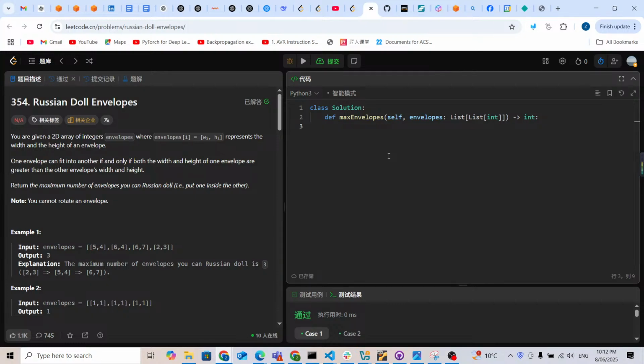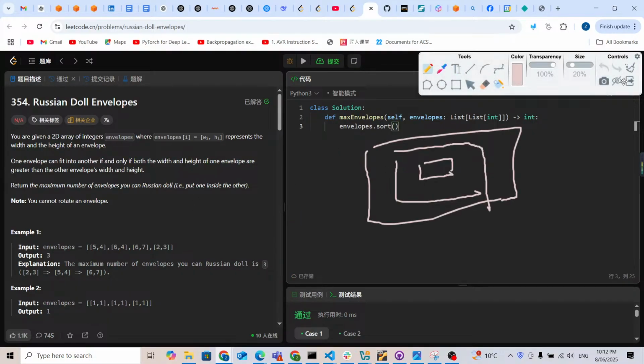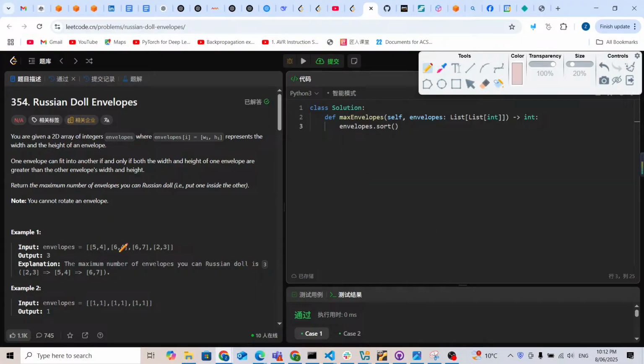Normally for this kind of problem, we're going to use sorting. For example, if we sort the envelopes, what's going to happen? Can this directly solve the problem? It cannot. Let me use an example. For example, we have 2, 3, and now we have another one, 5 and 4.